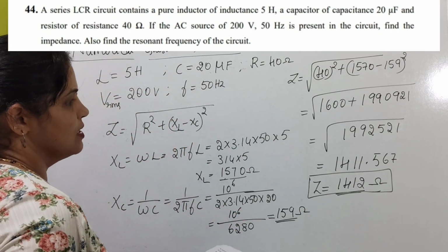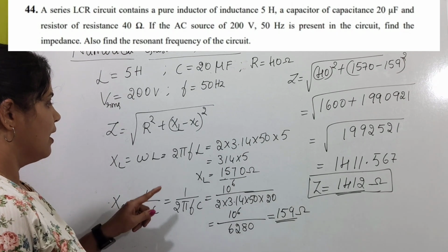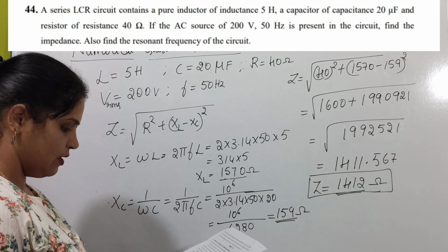Impedance is this much. Is this clear? You have to practice some calculation. And remember, XL is omega L, XC is 1 by omega C.